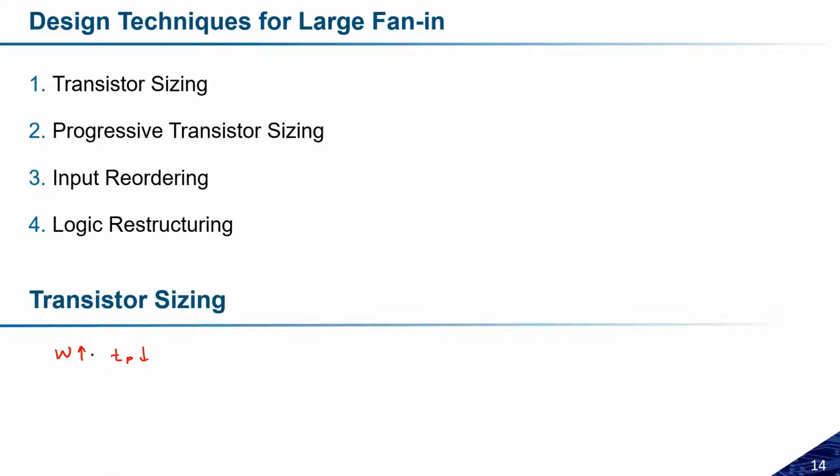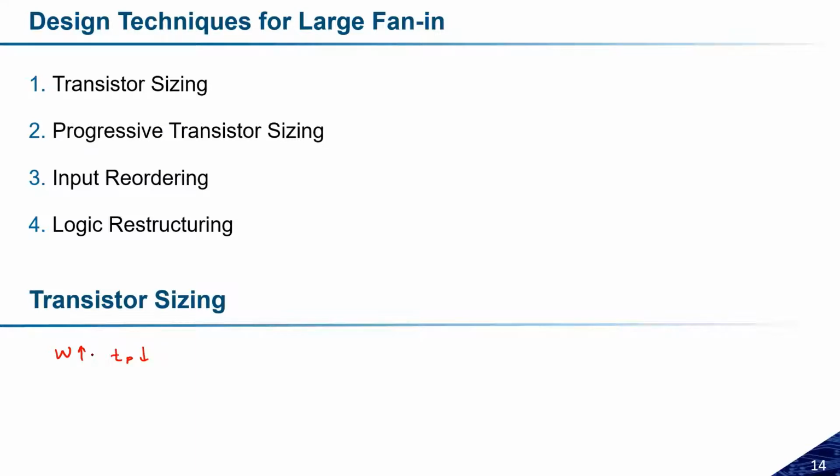Okay, so if I'm increasing the width, then TP will be reduced. But the problem is, the first solution could be to just increase the size of the transistors and you will get less on resistance. And if we have less on resistance, the delay will be reduced. So this is the simple, straightforward concept which we can interpret.